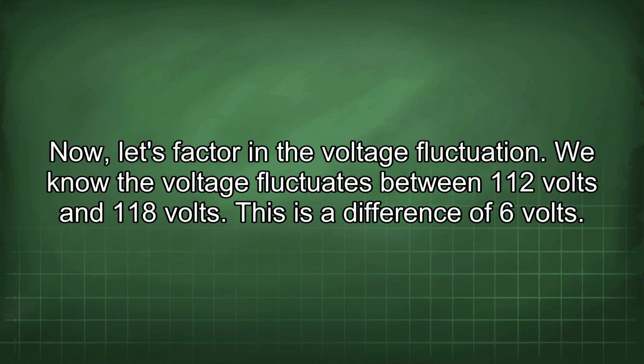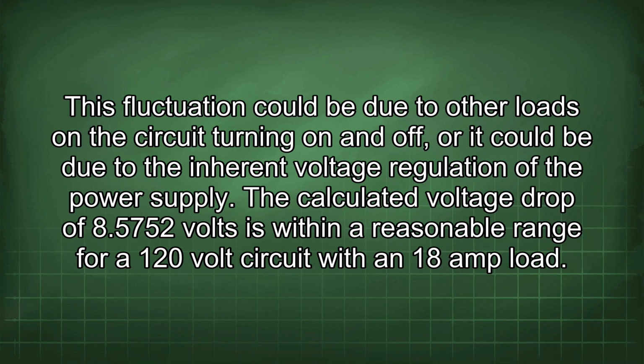Now let's factor in the voltage fluctuation. We know the voltage fluctuates between 112 volts and 118 volts. This is a difference of 6 volts. This fluctuation could be due to other loads and the circuit turning on and off, or it could be due to the inherent voltage regulation of the power supply. The calculated voltage drop of 8,5752 volts is within a reasonable range for a 120-volt circuit with an 18-amp load.